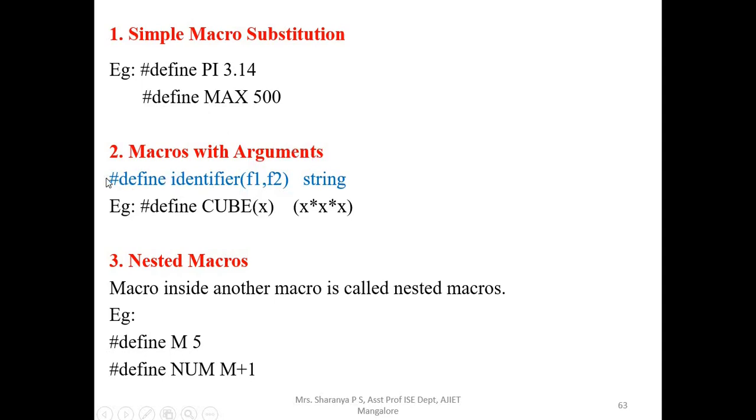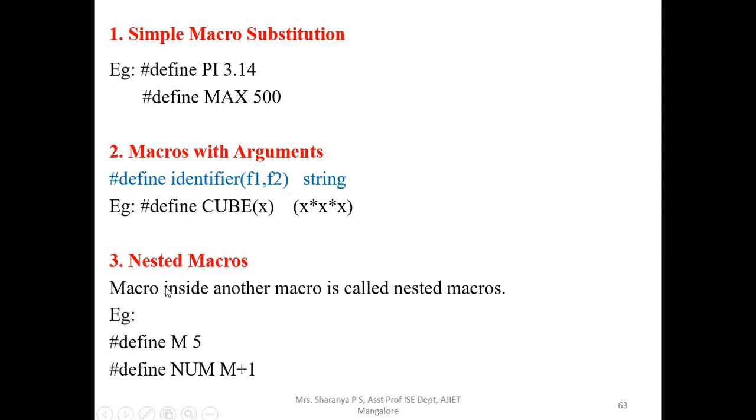Macros with arguments. Here we make use of hash define and an identifier, and in the arguments we will pass two parameters, f1 and f2, which act as parameters, and that will be referred to by using a string. If we look into the example, hash define cube of x, and this cube of x is defined as x into x into x. So just by calling cube of x, it indirectly refers to x into x into x.